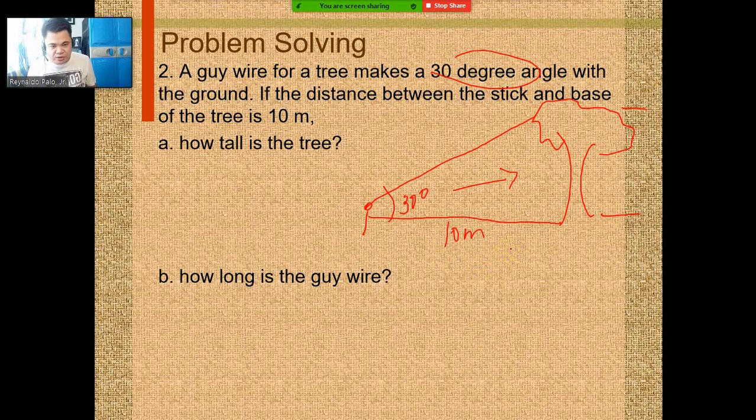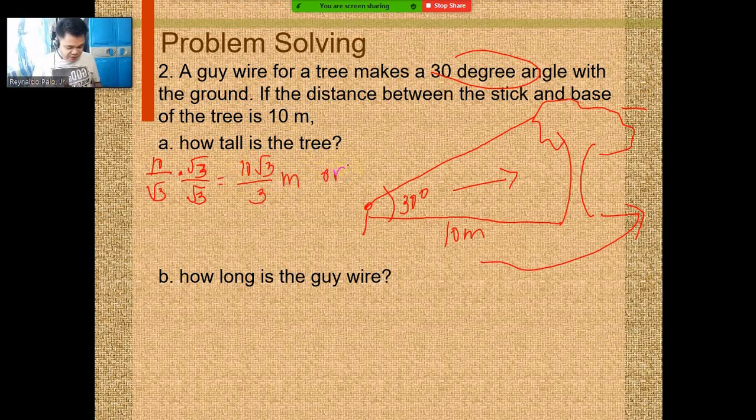So what are we going to do? We are going to solve first for the short leg, which is the height of the tree, by dividing by square root of 3. 10 divided by square root of 3, they are not actually divisible. So the thing is, we're going to have a rationalization by multiplying it by the fraction square root of 3 over square root of 3. It's now 10 square root of 3 over 3 meters.